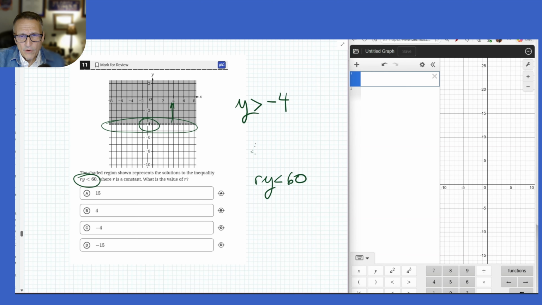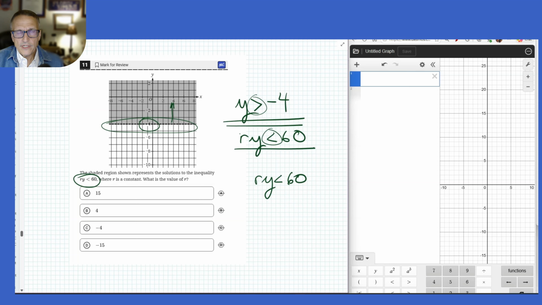Okay, then now compare what the reality is of what the graph is telling you to what they're telling you that the inequality is. And the thing that you notice when you compare the reality of the inequality from the graph to the one that they're presenting is that the inequality is in the wrong direction for ry less than 60. So what that tells me is this r that they want me to choose has got to be a negative number that would cause that inequality to flip to become a greater than.